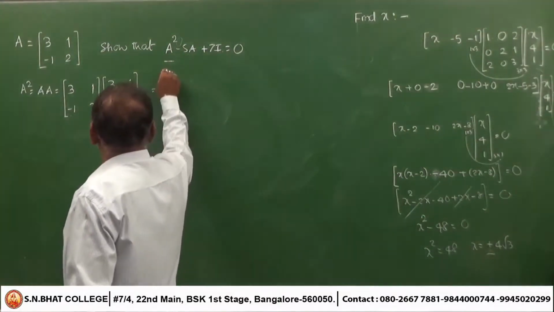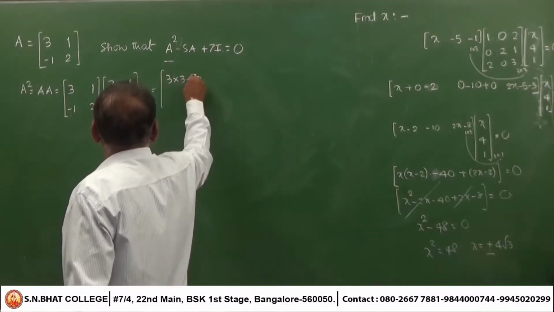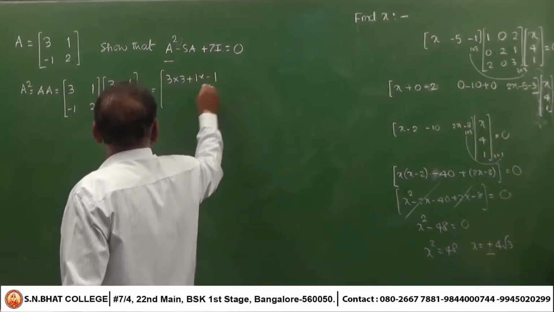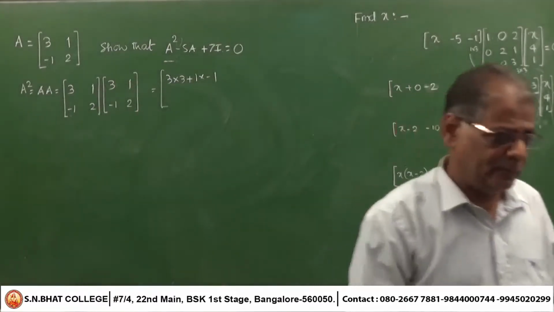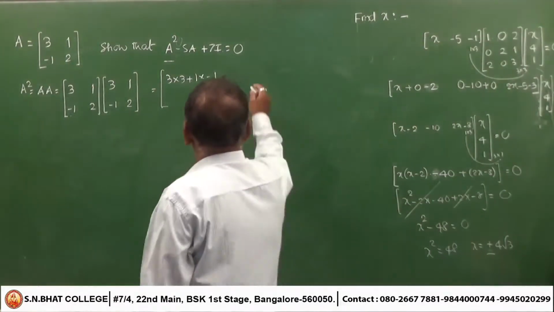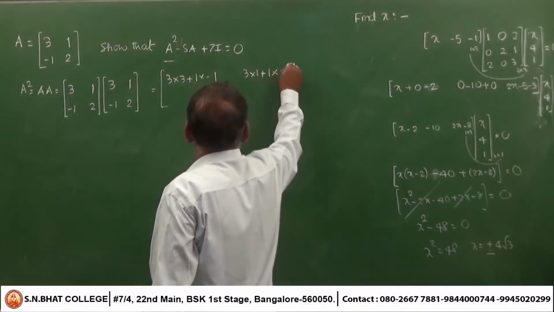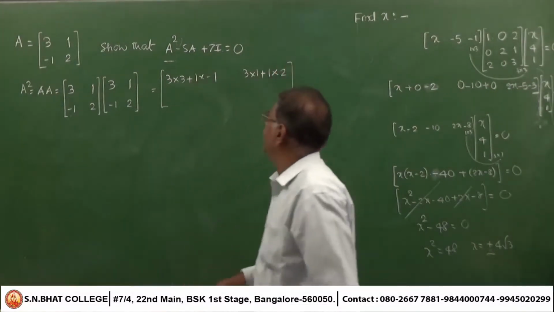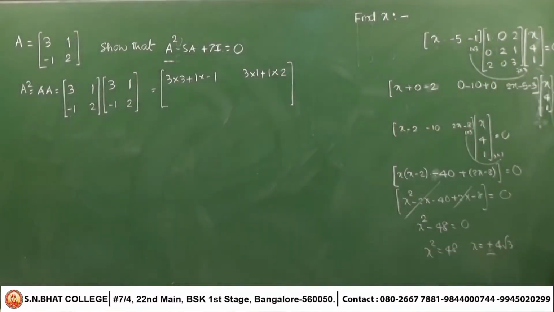This is first row, first column: 3 into 3 plus 1 into minus 1. Multiplication of first row, first column got over. Next, first row, second column: 3 into 1 plus 1 into 2.